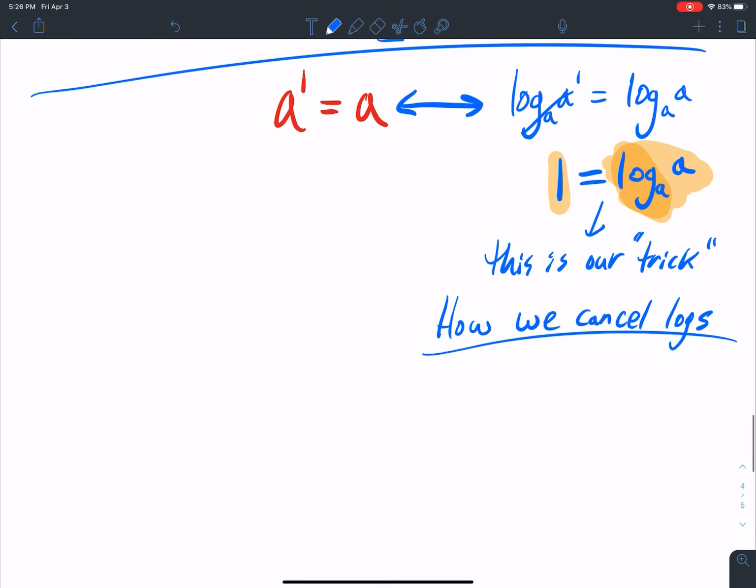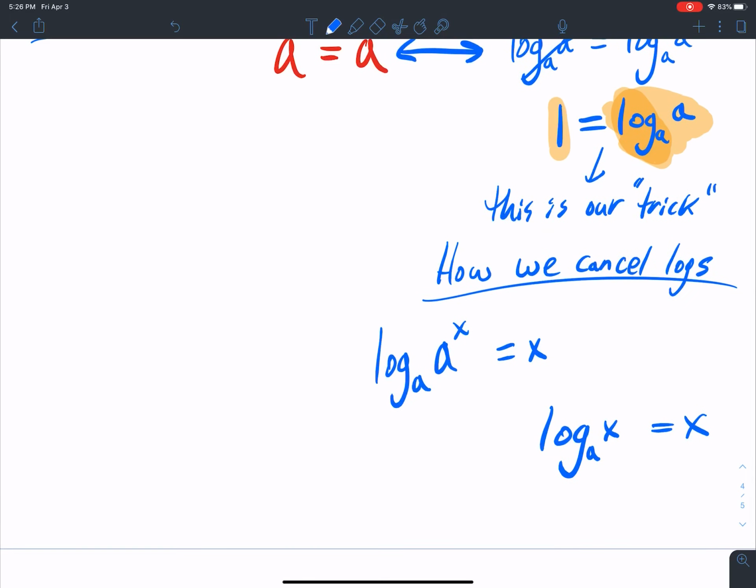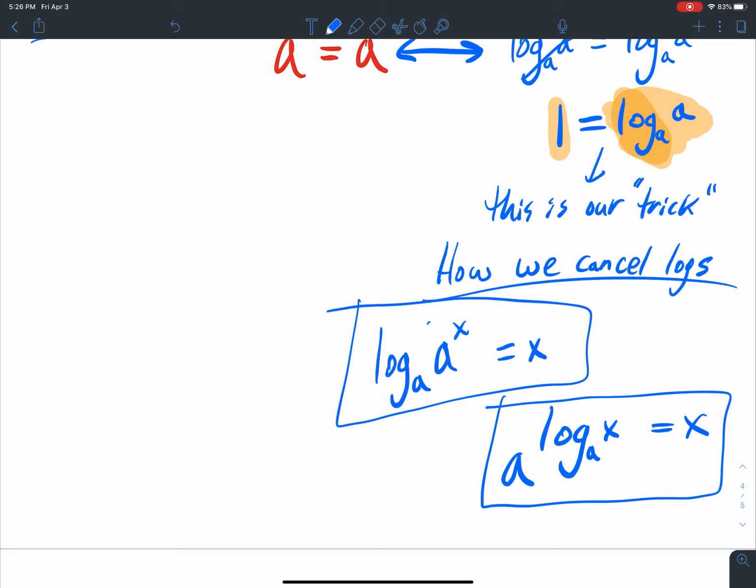Now, that's one way to do it. Another way, you've got the a to the x and you want to get the x out. All you've got to do is log base a both sides to get your x. But if you already have a log base a and you want to get x, what do you have to do? You have to raise a to that power to cancel. So these two tricks, as long as you remember that the inverse of the exponential is the log, and the inverse of the log is the exponential, then you can get this. Okay, so those are my tricks. All right, guys.